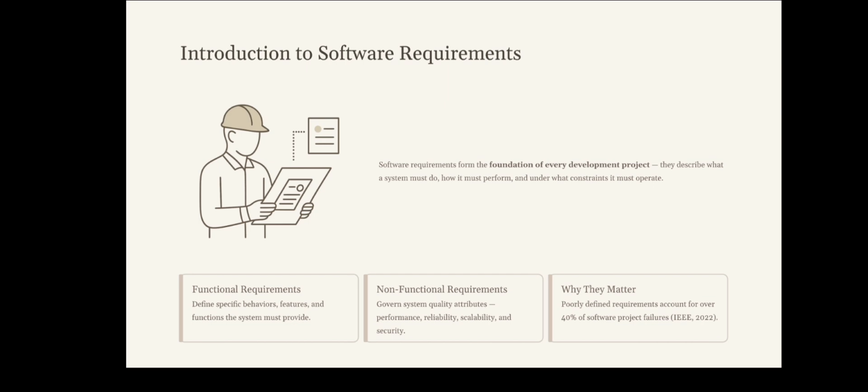Introduction to software requirements. To begin with, software requirements form the foundation of any software project. They define what the system should do and how it should perform. There are mainly two types of requirements: functional requirements and non-functional requirements. Functional requirements describe the features and functions of the system, and non-functional requirements define system qualities like performance, security, and reliability. It is important to note that poorly defined requirements are one of the main reasons for software failure. So, having clear and accurate requirements is essential for project success.